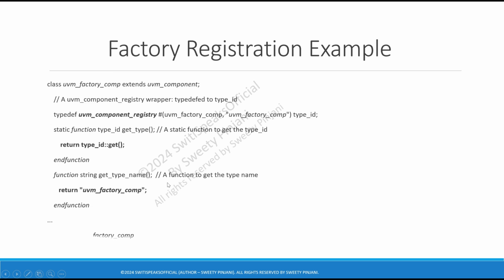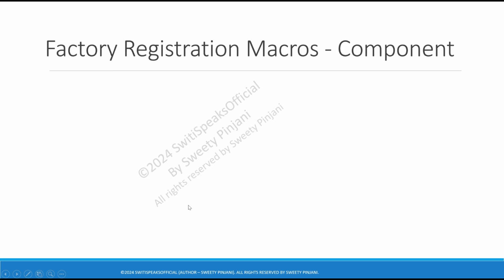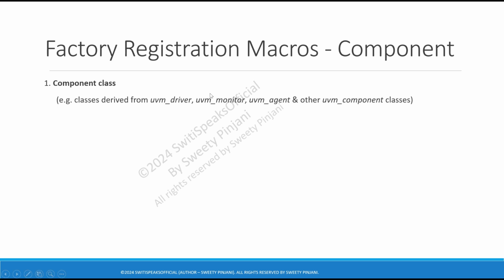This is about the factory registration. Then you will end the function and end whatever class you have. That's the code. Now let's see how it works for the component. There are some macros which are specified in the UVM for doing registration for the component. If you want to register a component class, what is a component class?